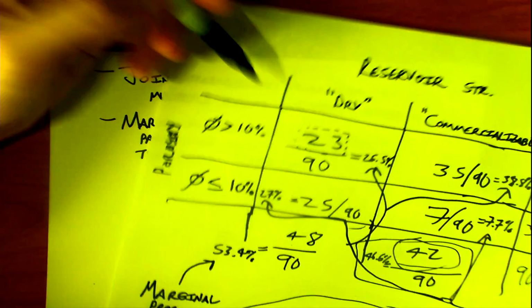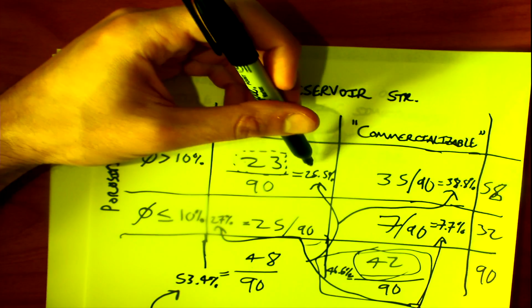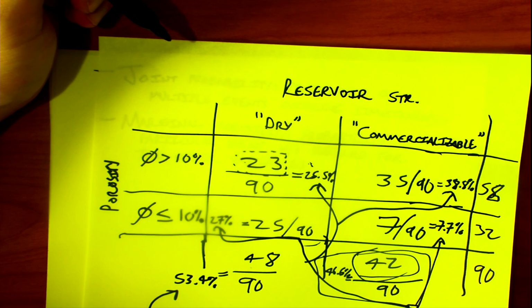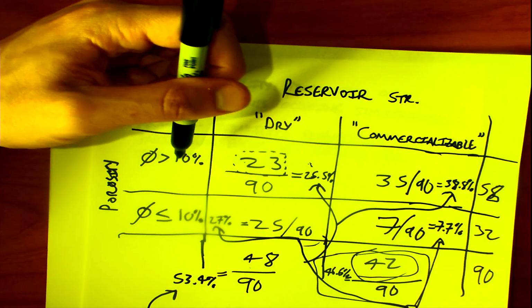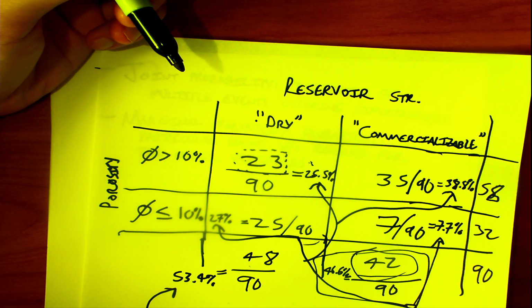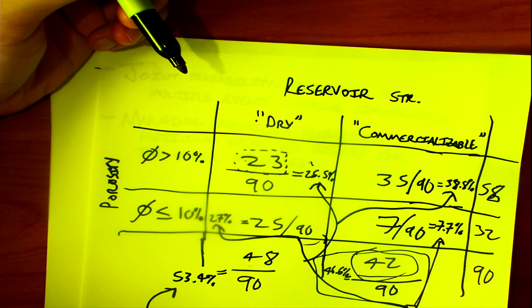Another name for these joint probabilities that we found is a conditional probability, that this and this are occurring at the same time. All right.